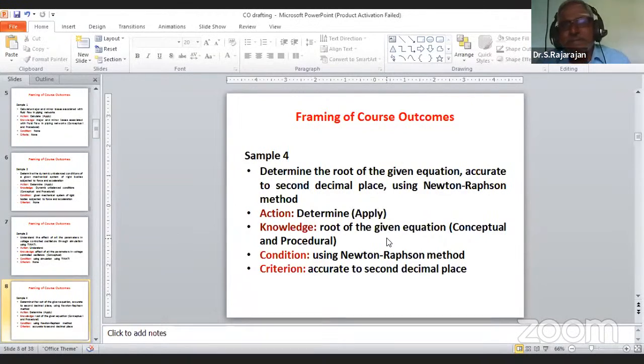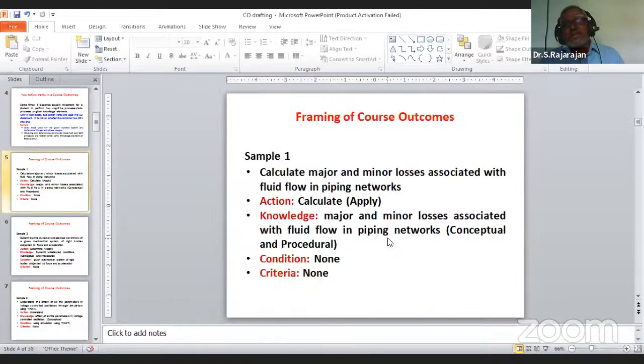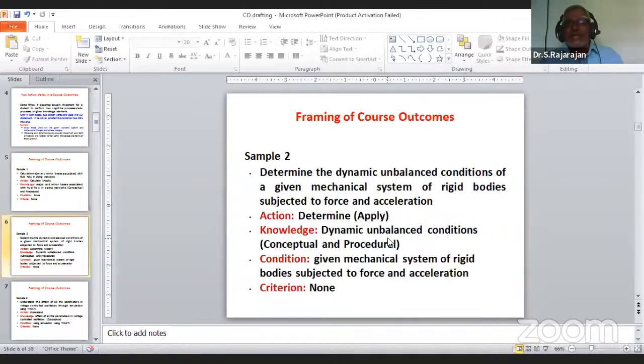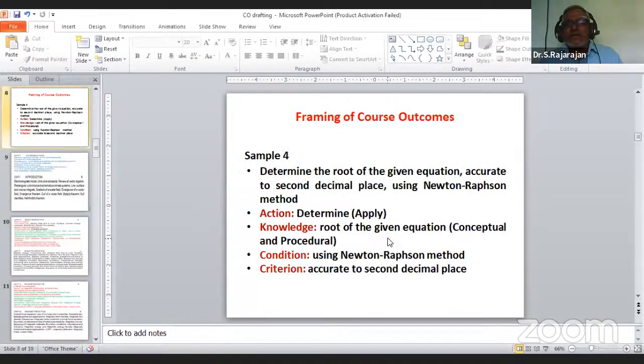From these 4 samples, I hope you can understand the meaning of course outcome, the differences, and the parameters in every course outcome. In the first one, only 2 parameters, action and knowledge, are available. In the second, 3 parameters are available except the criterion. In the third sample, again 3 parameters except the criterion. In the fourth sample, all 4 parameters are available in the same course outcome, but for a different subject.